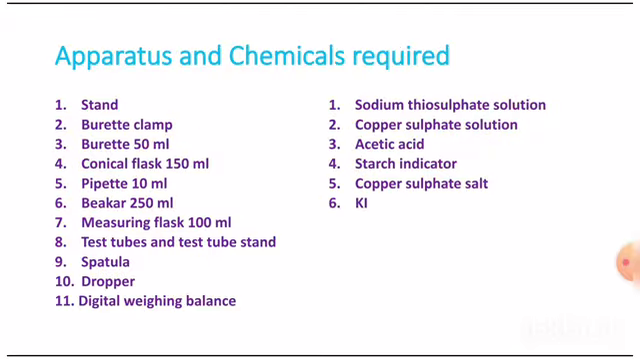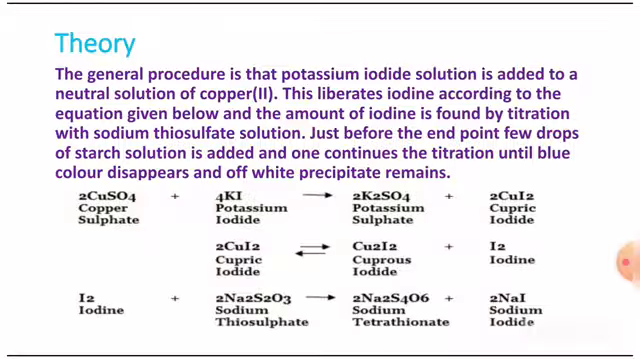Apparatus and chemicals required. Apparatus required are stand, burette clamp, burette of 50 ml, conical flask 150 ml, pipette 10 ml, beaker 250 ml, measuring flask 100 ml, test tubes and test tube stand, spatula, dropper, digital weighing balance. And the chemicals required are sodium thiosulfate solution, copper sulfate solution, acetic acid, starch indicator, copper sulfate salt, and potassium iodide.